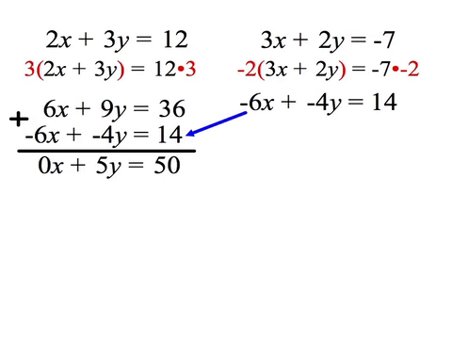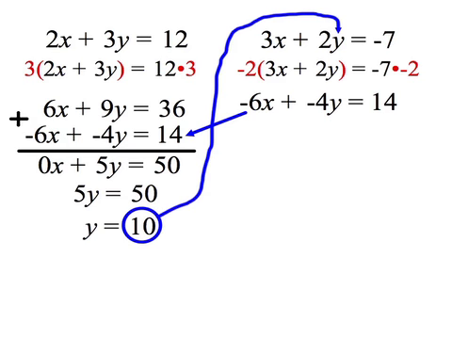We get 0x plus 5y equals 50. That means that 5y is 50. Divide both sides by 5, and we get that y is 10. And now you probably know what's going to happen next. We're going to substitute the 10 for y in one of the two original equations.